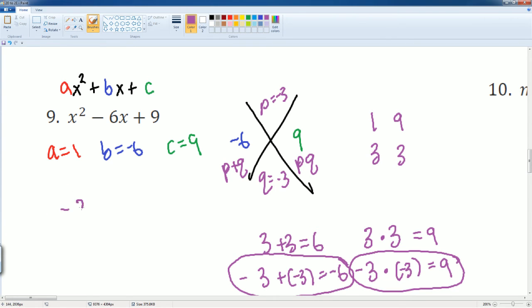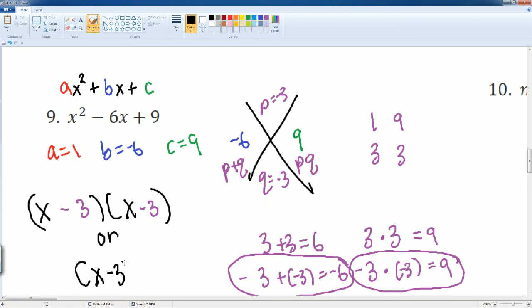So you would say that these are the factors. It is x minus 3 and x minus 3 are its factors. Another way you can write this would be x minus 3 squared. Let's do the last one, which is now 10.